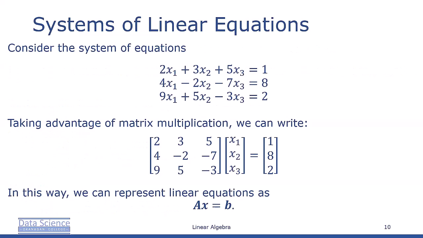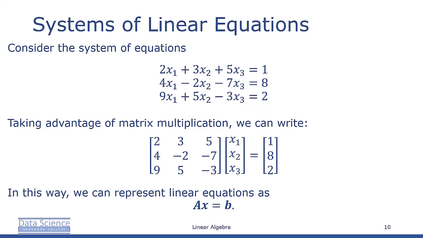All this brings us back to the system of linear equations that we were considering earlier. So here we've got a system of linear equations: 2x1 plus 3x2 plus 5x3 equals 1, 4x1 minus 2x2 minus 7x3 equals 8, and 9x1 plus 5x2 minus 3x3 equals 2.